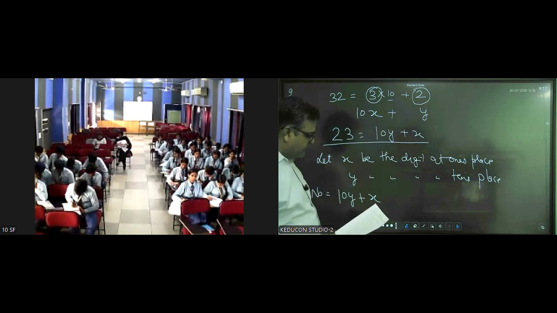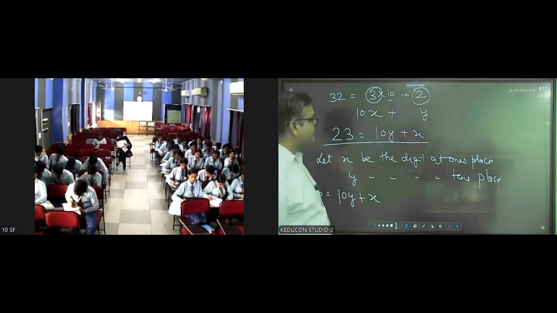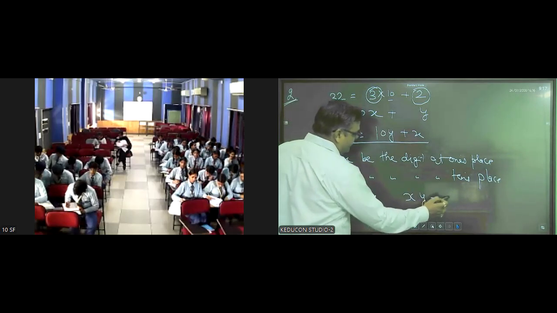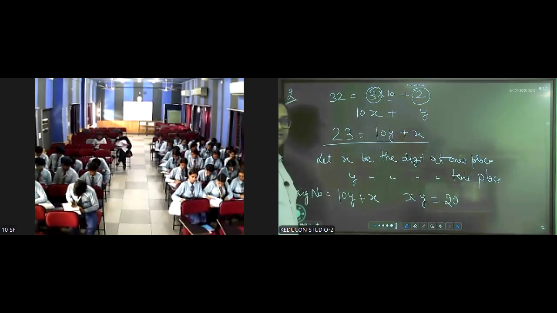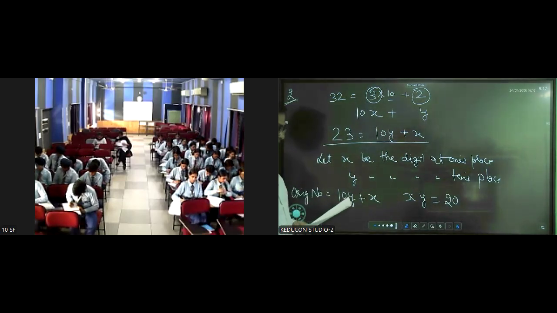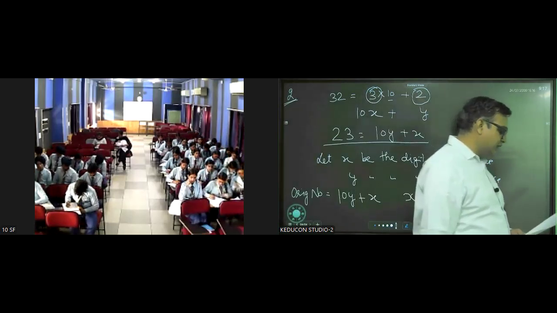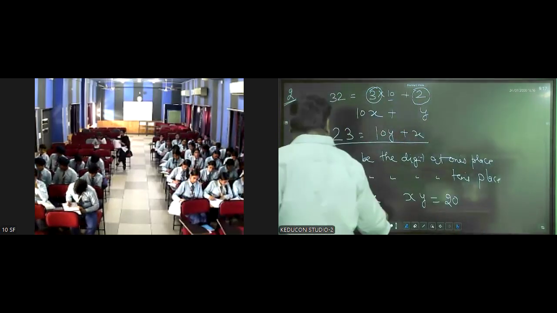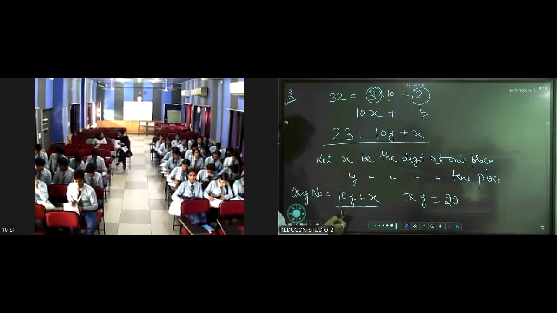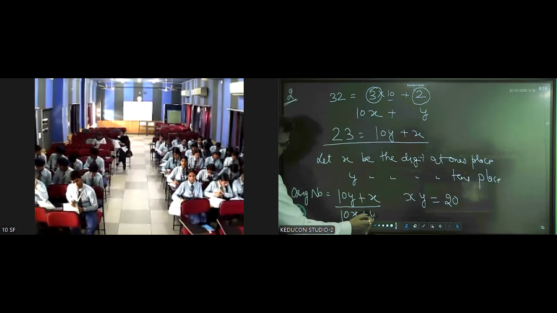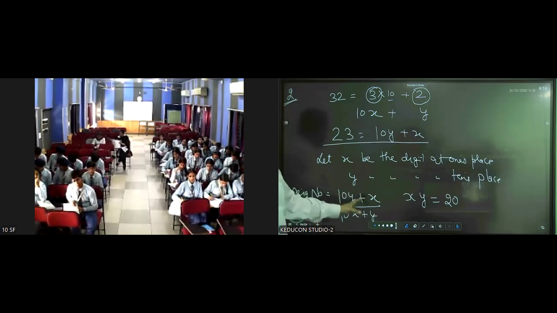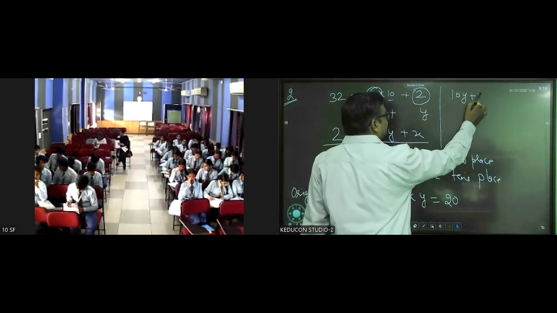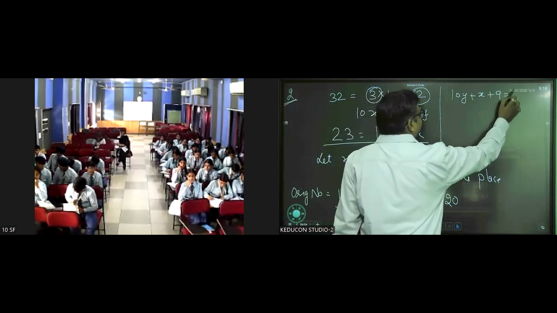Now what is the first statement? Product of the digits is 20. What do you mean by product? x multiplied by y is 20. This is the first statement. Now second statement is, when 9 is added to the number, then the digits interchange. This is the original number, bacho. What will be the number formed by reversing the digits? 10y plus x. If you add 9 to the original number, the digits are reversed.